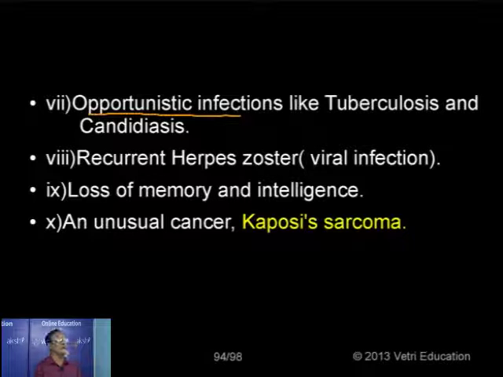And that is why it's called an opportunistic disease, the organism, the pathogen, the tuberculosis bacterium, waiting for the chance to enter into the body and cause the disease. So tuberculosis is an example of an opportunistic disease.